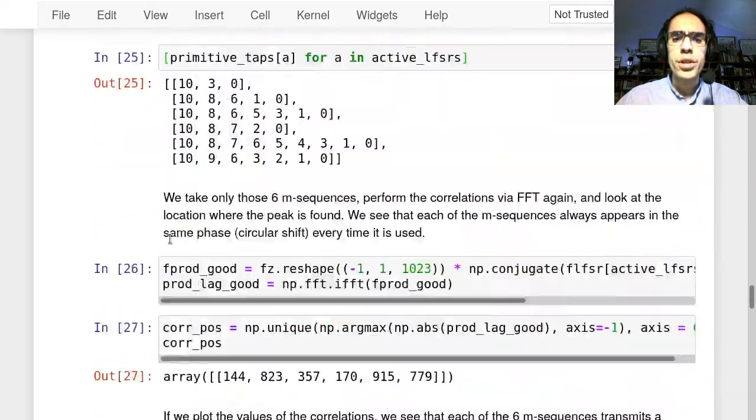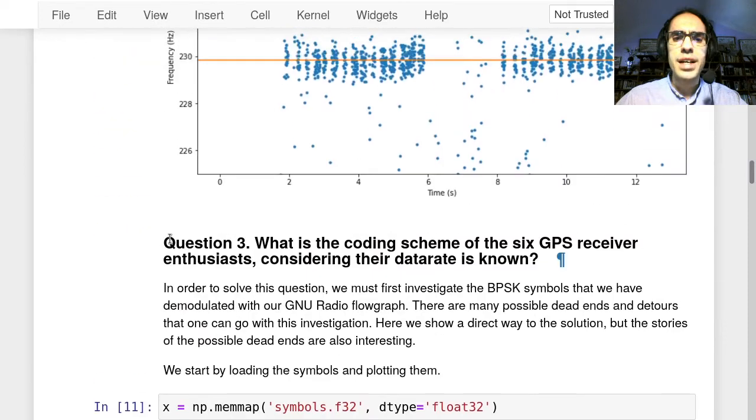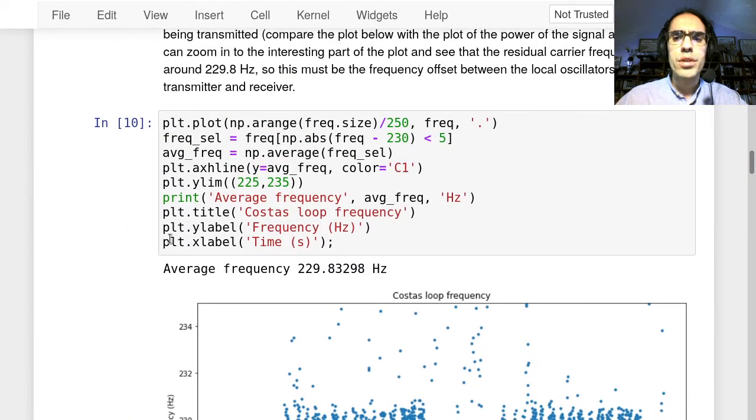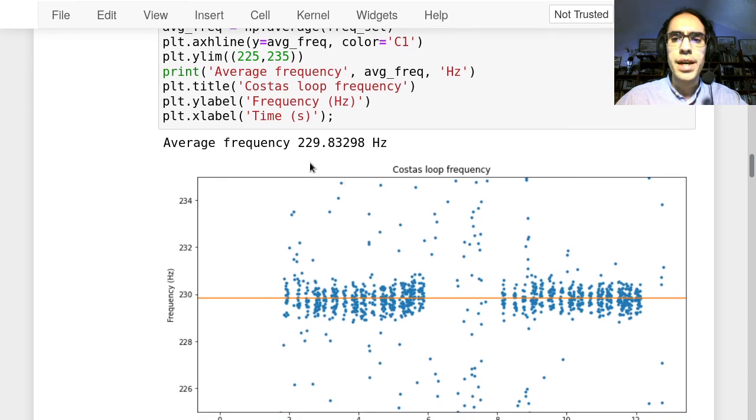What else have we missed? Another small question in the statement of the challenge is what is the exact carrier frequency offset of the transmitting USRP and the recording oscilloscope? And for that, what I did was to output the Costas loop frequency, and we can plot that Costas loop frequency, and we see the frequency quite close to 230 hertz, actually 229.8. So that's the fine frequency offset.